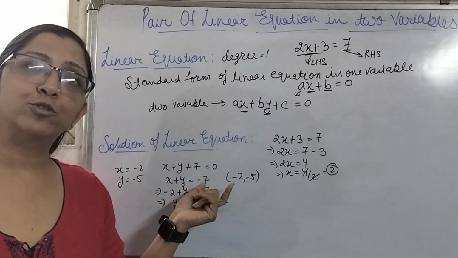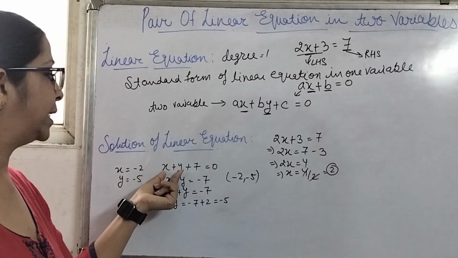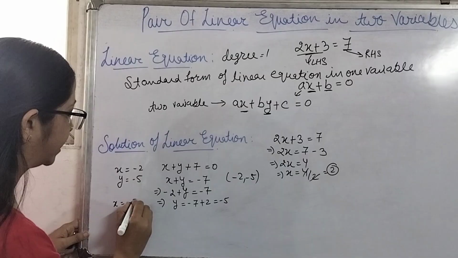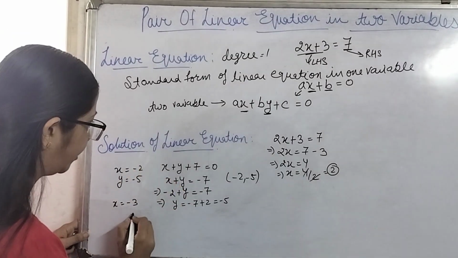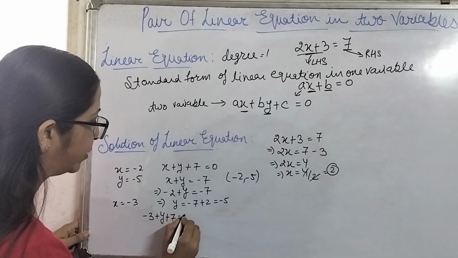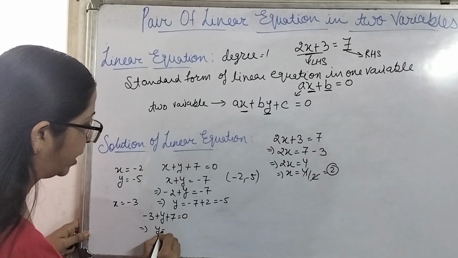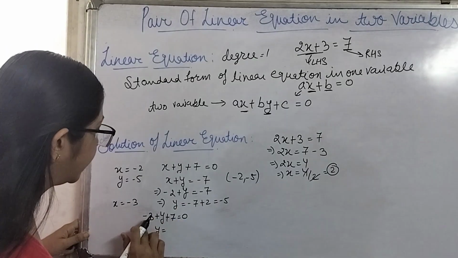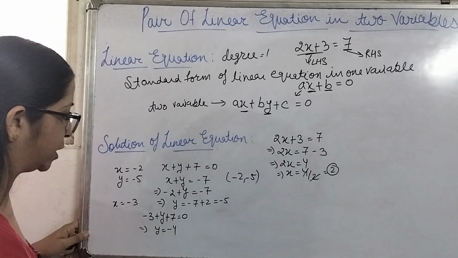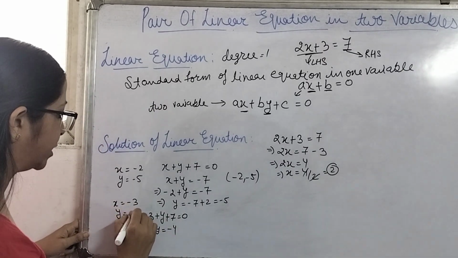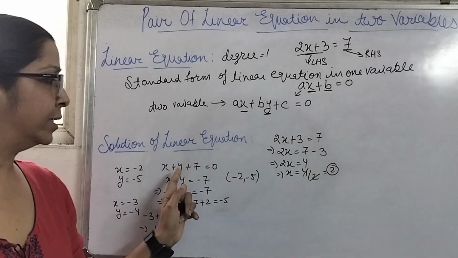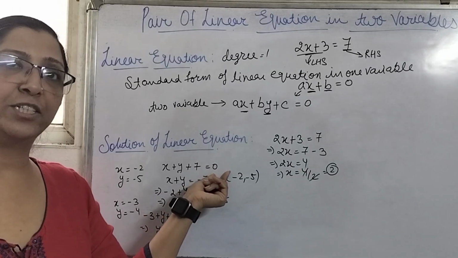Similarly, we can take other values of x and y also, for which your LHS part will become equivalent to the RHS part. Suppose I am taking x is equivalent to minus 3. Then this equation will become minus 3 plus y plus 7 equivalent to 0, or we can say y is equivalent to minus 3 plus 7, which will be plus 4. If it goes to the other side, it will become minus 4. So if y is equivalent to minus 4 and x is equivalent to minus 3, then also this equation will be satisfied. That means your LHS part will be equivalent to the RHS part.